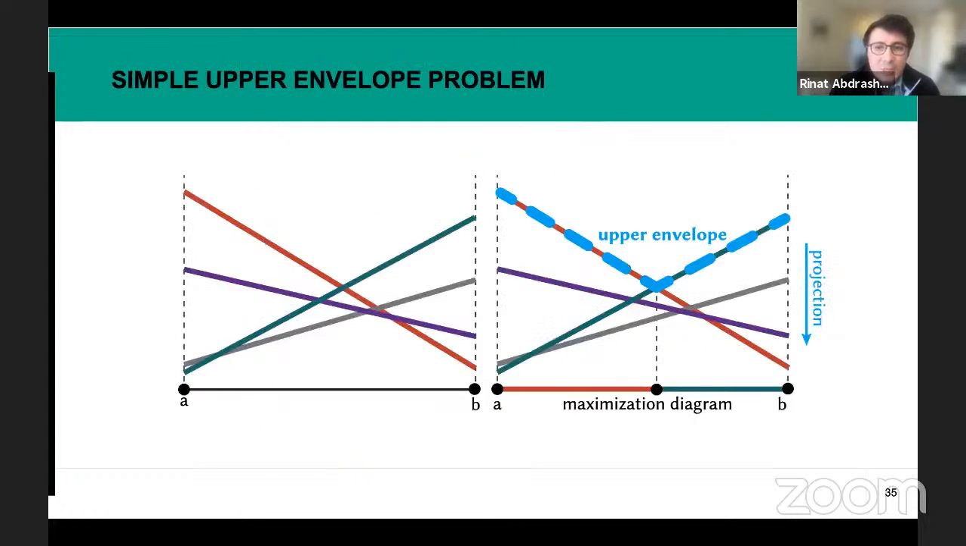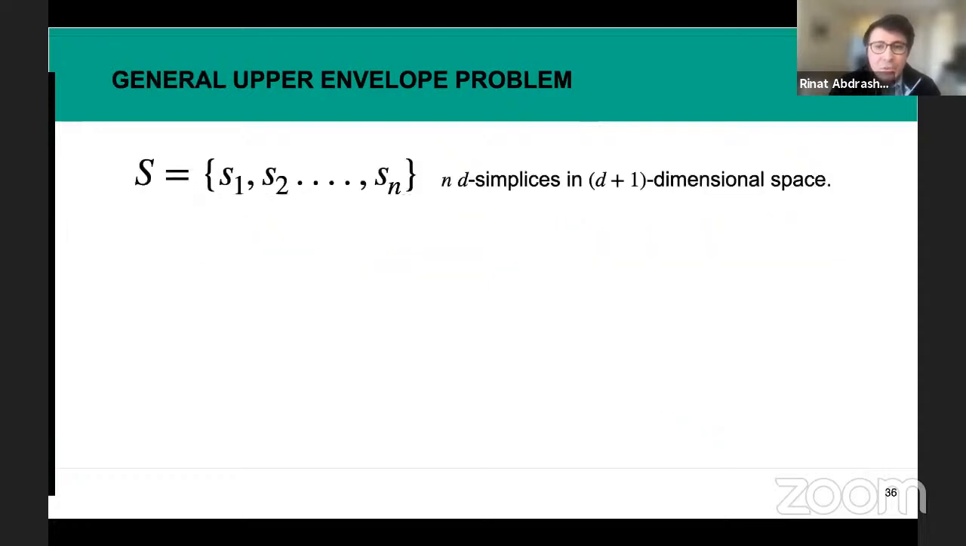So first, let's look at a simple example of an upper envelope problem in 2D. We have here 4 line segments that are defined over our 1D domain from A to B. And the upper envelope is the pointwise maximum of all segments over the domain. Here it's highlighted as a dashed blue line. And the maximization diagram is the subdivision of the domain into multiple cells, where each cell's identity is induced by the upper envelope. Alternatively, we can think of the maximization diagram as the projection of the upper envelope onto our domain.